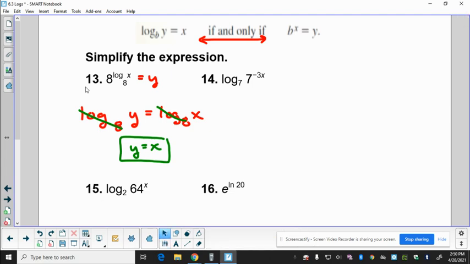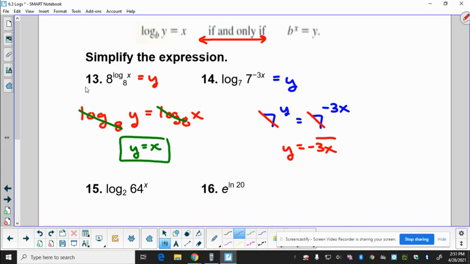Okay, let's go over to number 14. In this one, let's just say we set that equal to y. Let's try to change this into an exponential. So what this will be is the base of 7 to the y would equal 7 to the negative 3x. Okay? Now, we can use our property of equality for exponentials. And there's your answer.